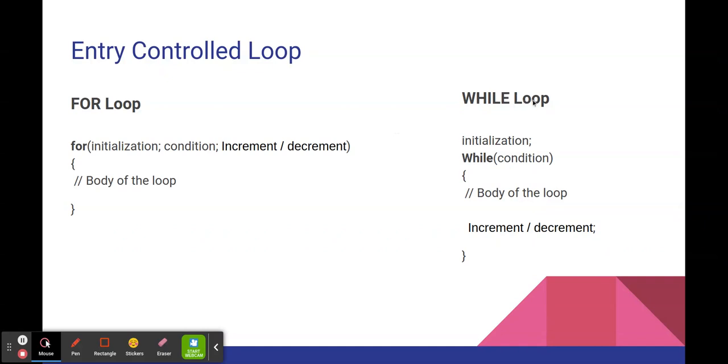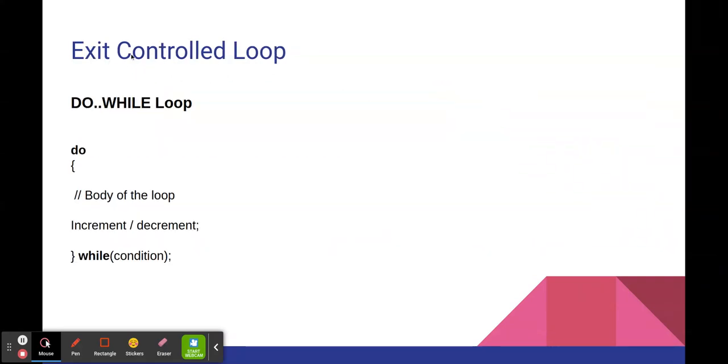Now same for while loop, you can see first condition is checked, after it body of the loop is executed, right? So we can go further to the exit control loop. So in exit control loop, this is the do while loop that comes under exit control loop. Then you can see here first do loop is executed, then here body of the loop is executed, then some increment or decrement happens, and at the end of this body of the loop, then while condition is checked.